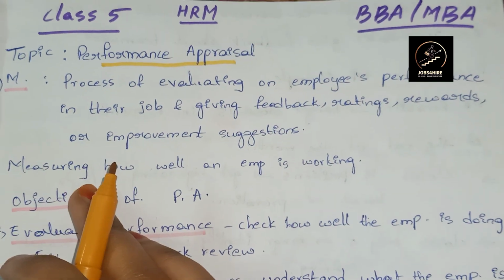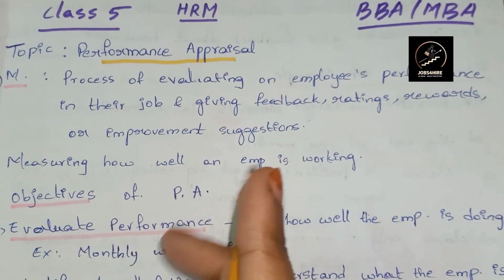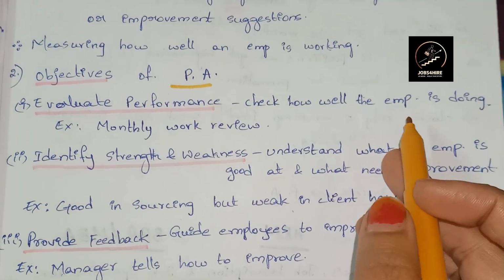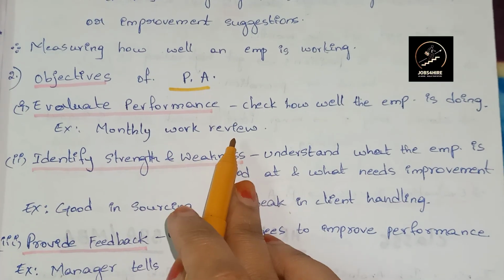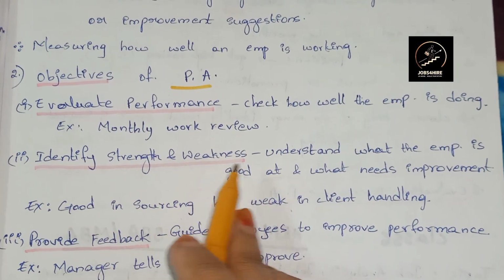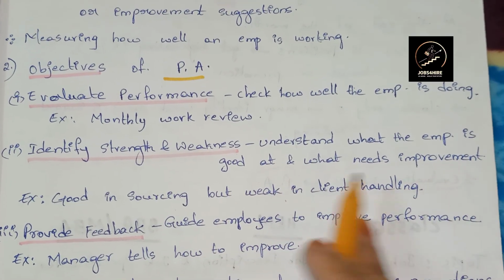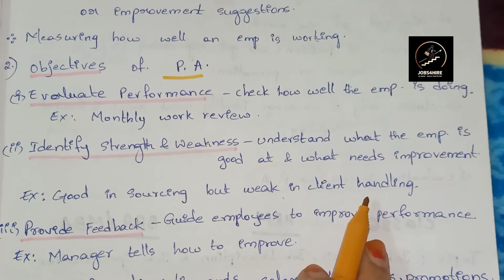So here let's see the objectives of PA, performance appraisal. Evaluate performance, which means the company checks how well the employee is doing, for example, a monthly work review. And next one, identify strengths and weaknesses. Understand what the employee is good at and what needs improvement. For example, good in sourcing but weak in client handling.